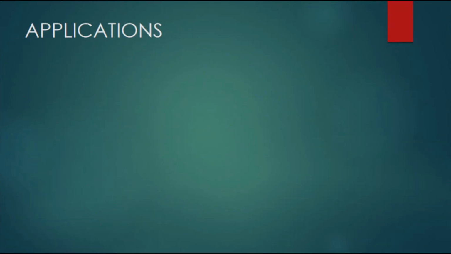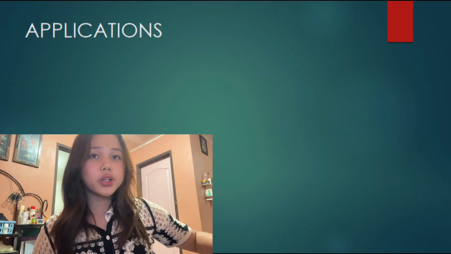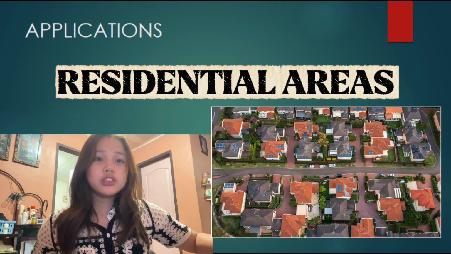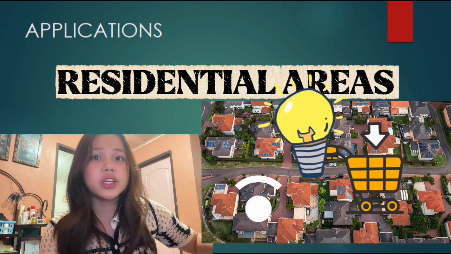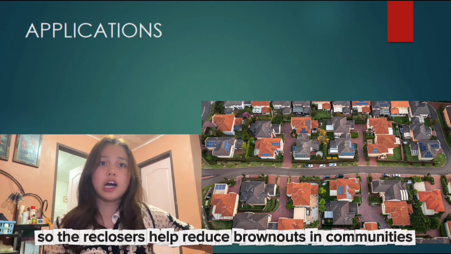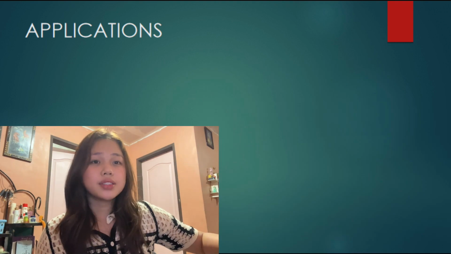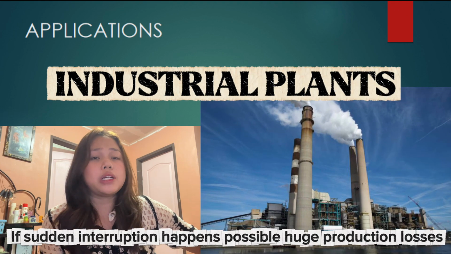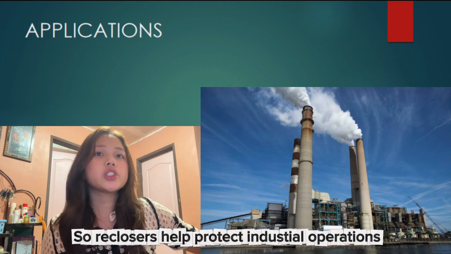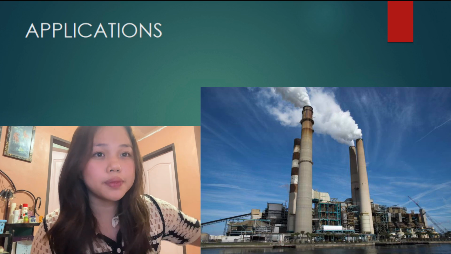So, let's proceed to the application of RECLOSER. First, residential area. Houses need stable electricity for light, internet, and appliances. So the RECLOSER help reduce brownout and communities. Second, industrial plants. If sudden interruption happens, possible huge production losses ba. So RECLOSERs help protect industrial operation.